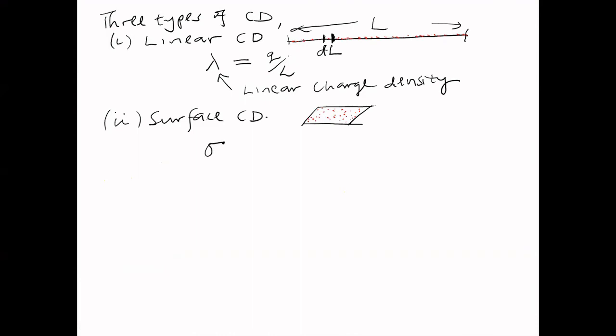The surface charge density is represented by sigma. What do you think would be the expression for surface charge density? The charge would be squared, maybe. The charge would be squared, all right. Others, what do you think?